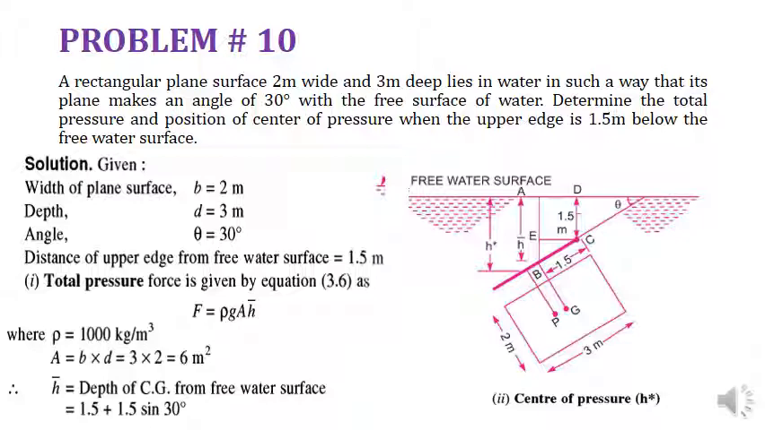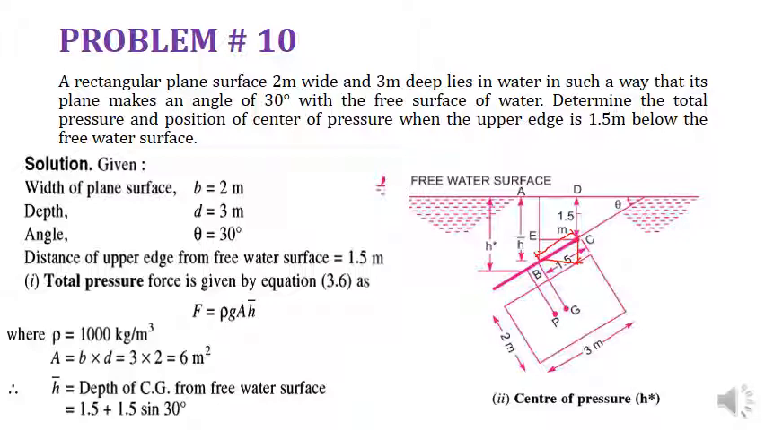So 1.5 is this distance in the equation where h bar is calculated, that is, the depth of the center of gravity from the free water surface. 1.5 meters is the distance from the free water surface till the upper edge of the inclined surface. Then comes 1.5 sine of theta. The second term is this distance, where 1.5 is the inclined distance, and this vertical distance needs to be determined.